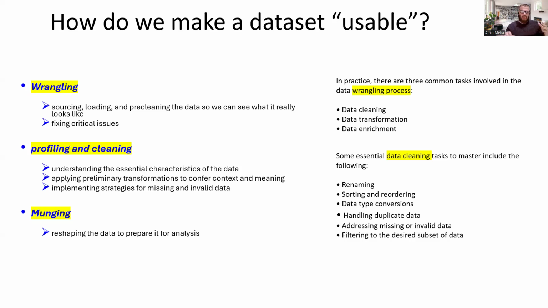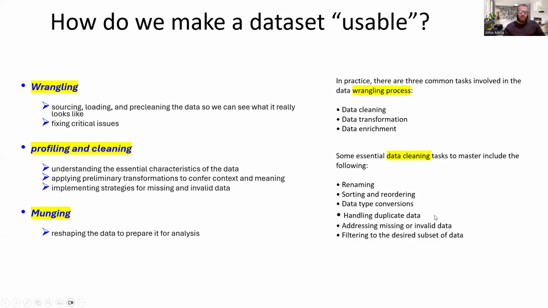So this process of wrangling, profiling, cleaning, munging, and reshaping the data to prepare it for analysis is very, very important. In practice, there are three common tasks involved in the wrangling phase: the cleaning, the transformation of the data, and data enrichment. Some essential data cleaning tasks must include the following, such as renaming the data, sorting and reordering the data, for instance, from top to bottom or from bottom to top.